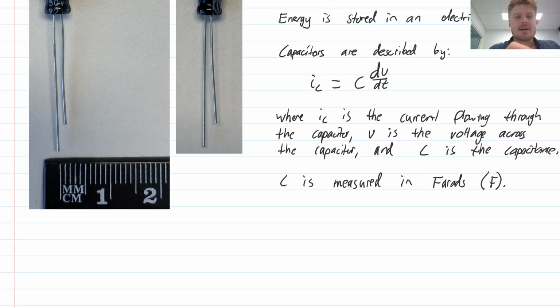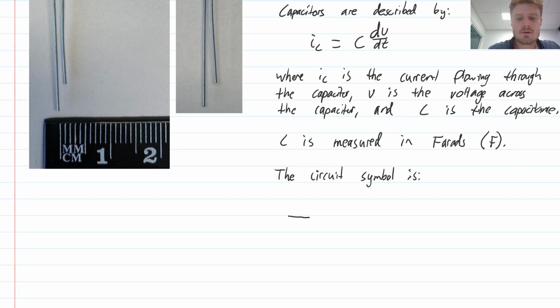So capacitors are described by this equation: the current in the capacitor is C dV/dt. The circuit symbol is basically what you would get if you took the parallel plates and looked at them side on. So the circuit symbol is that. There is a voltage and a current, and we again use passive sign convention, so the current is going from positive to negative. That's the circuit symbol for a capacitor and the equation that describes it.